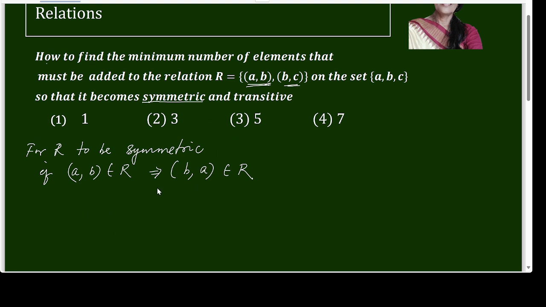So we are adding 2 now, that is, R equals AB, BA, BC, and CB. So I added 2.